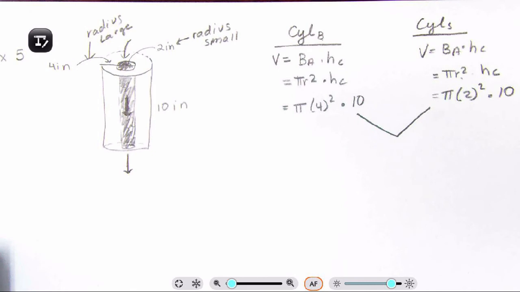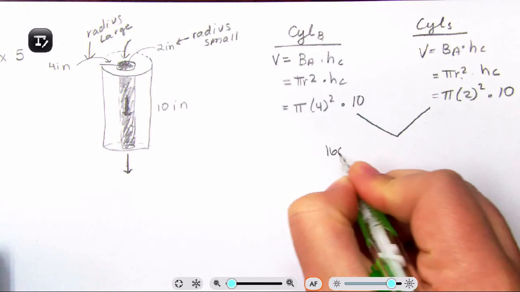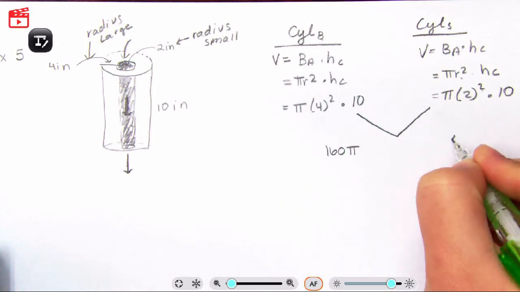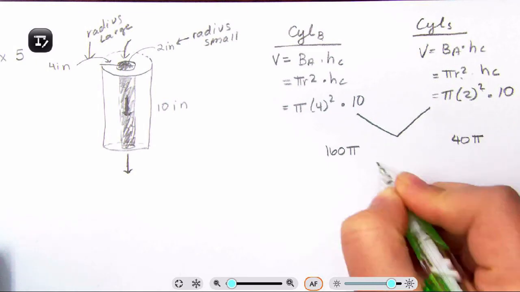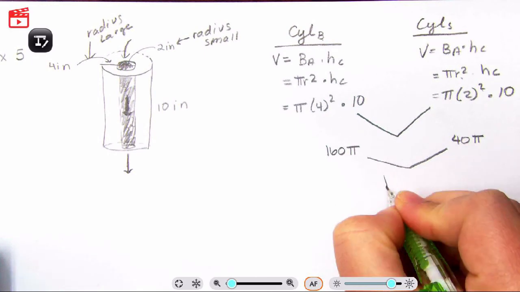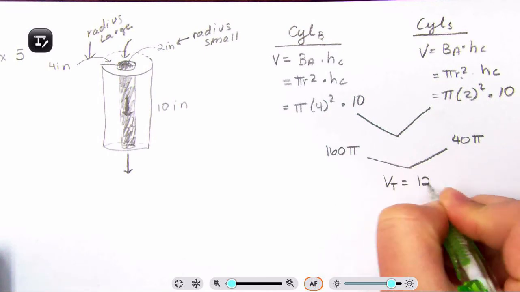Let's do that. 4 squared is 16 times 10 is 160. So I'm going to say 160 pi for this one. And then I have 2 squared times 10, this is 40 pi. So this is one of those numbers that you actually don't want to round because you get a pretty answer. So 160 minus 40, you get a total volume of 120 pi.